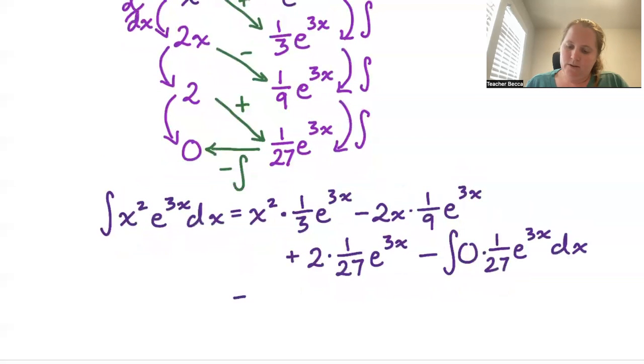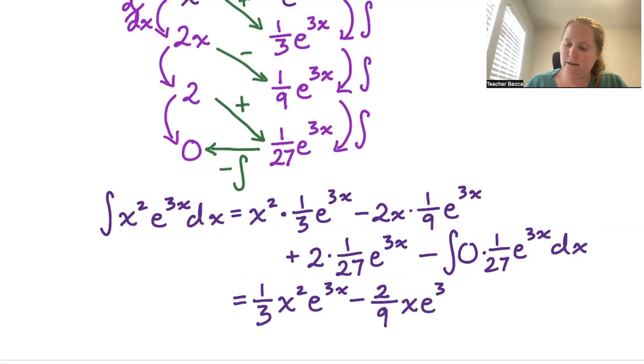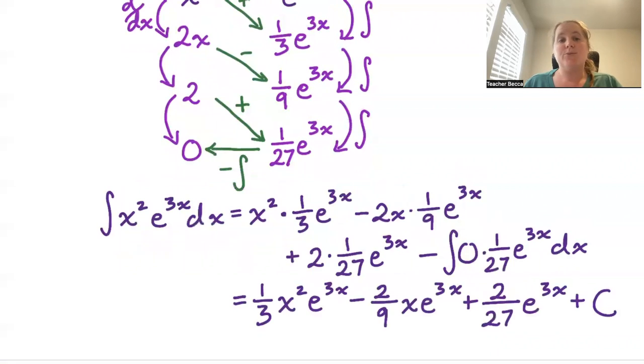This becomes 1/3 x squared e to the 3x minus 2/9 x e to the 3x plus 2/27 e to the 3x plus c. As you can see, this is way faster than having to write out integration by parts over and over and over again. So I love using rapid repeated integration by parts. At this point, we have our antiderivative. We can go ahead and find our definite integral.